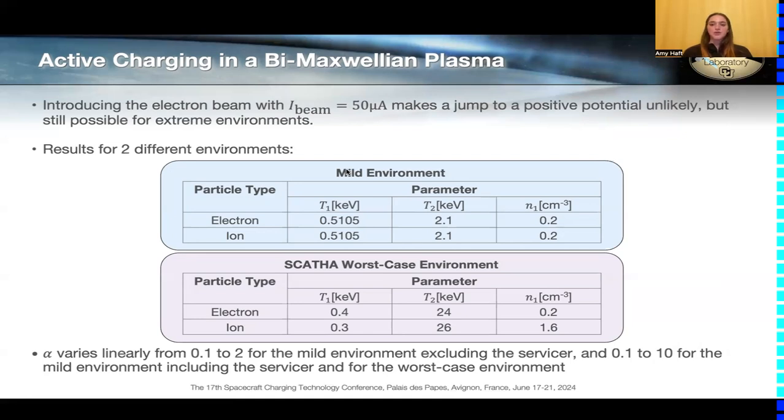I'm going to show results for two different environments, a more mild environment and a worst case environment measured by the SCATHA emission. Here on this slide, I'm showing the parameters T1, T2, and N1 for both electrons and ions. N2 will vary with alpha, which is going to vary linearly between values for clarity in the plots.